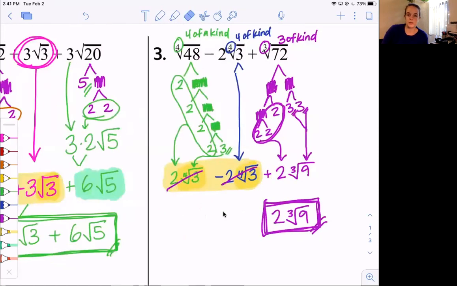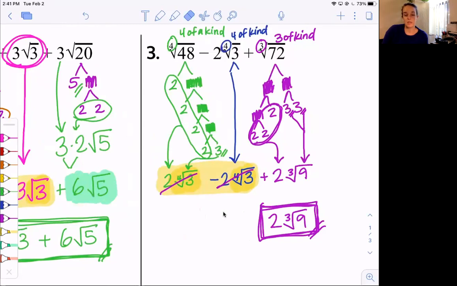Do we have any questions on number 3? I know that was much more complicated than the last two. Increasing with rigor.